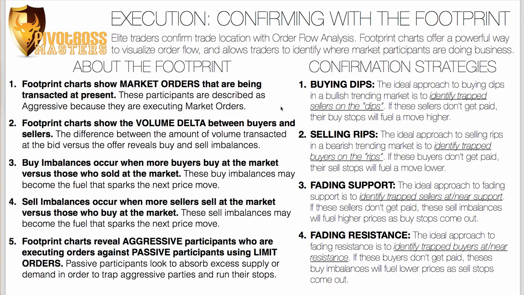So the ideal approach to fading support is to identify trapped sellers at or near support. And if these late sellers don't get paid, these sell imbalances will fuel higher prices as their buy stops come out. They'll be forced to cover their trades. Fading resistance, the ideal approach to fading resistance is to identify trapped buyers at or near resistance. And if these buyers don't get paid, these buy imbalances will fuel lower prices as sell stops come out.